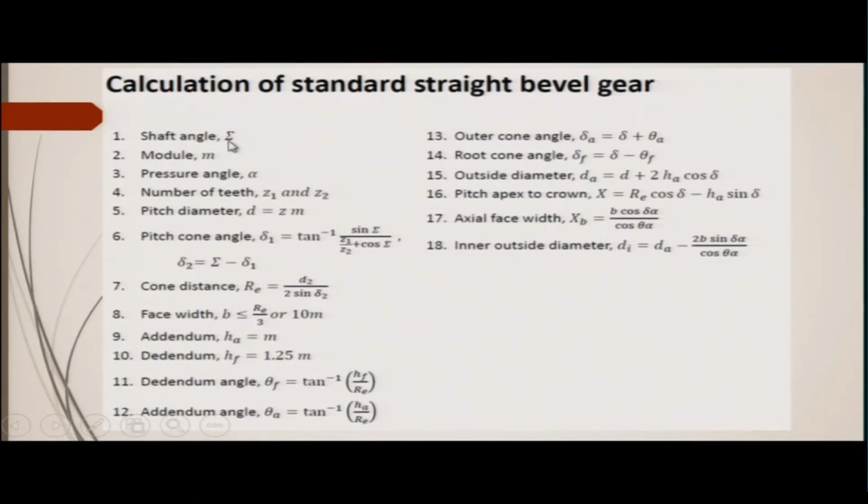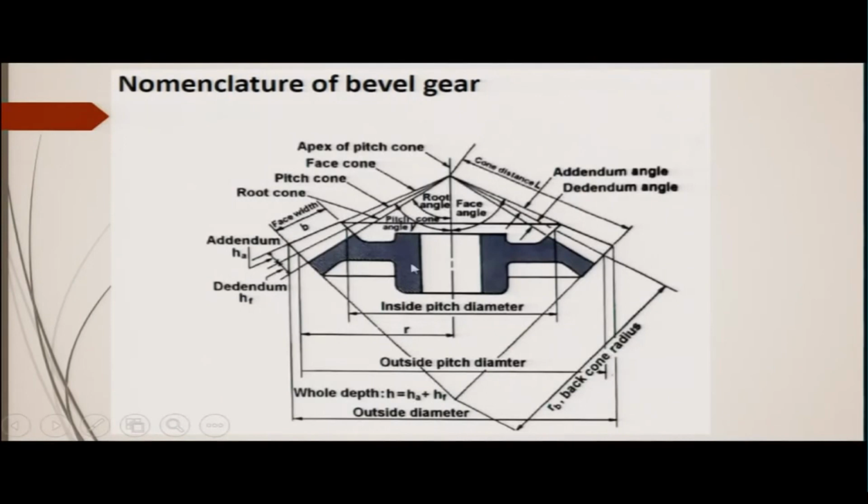Now, you can see that this is the shaft angle. Shaft angle is the angle at which the two shafts, input and output, are located. In the case of a bevel gear, the other shaft which is coupled with this gear has to be at an angle of 90 degrees with the axis of this gear. On each shaft there is a bevel gear, and those bevel gears mesh for transmitting the power from one shaft to the other.